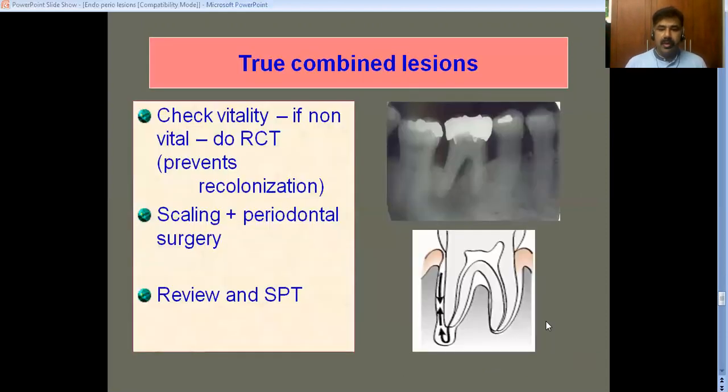Now, you find a condition where you have both a primary periodontal lesion as well as a pulpal lesion, and they are meeting. Then when you treat this case, you should consider it similar to primary periodontal with secondary pulpal involvement. So here, first you do a root canal treatment, and then you do a periodontal treatment. After that, put the patient on review and supportive periodontal therapy.